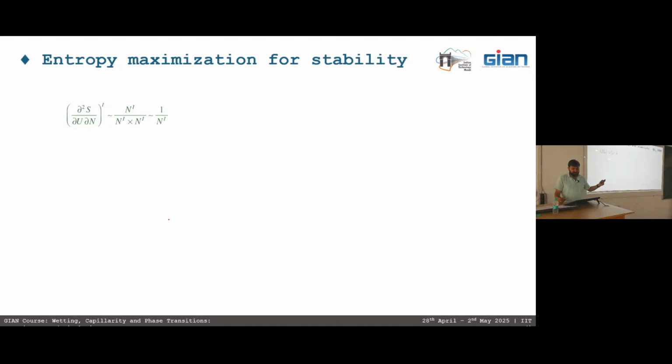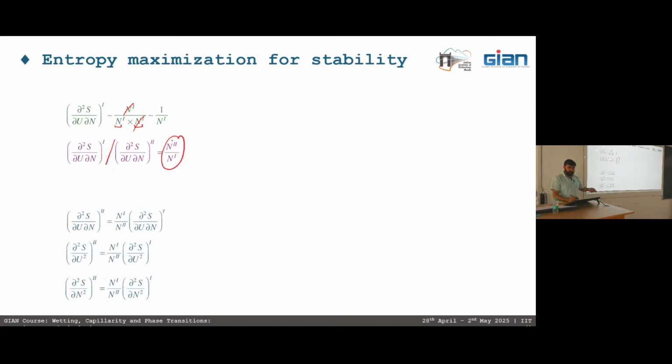So that's what we are going to do next. We can write del 2s by del u by del n for subsystem 1 as scaling with the size of the subsystem: number of molecules in subsystem 1 by number of molecules in subsystem 1 times number of molecules in subsystem 1, and this will cancel out, it will be just 1 by n1. Similarly, we can do it for subsystem 2, and when we divide this by subsystem 2, we get this term. Now we will do this for all the other terms present in the previous equation, where we are trying to find if this is a point of maxima or not.